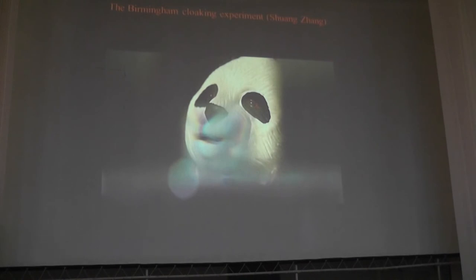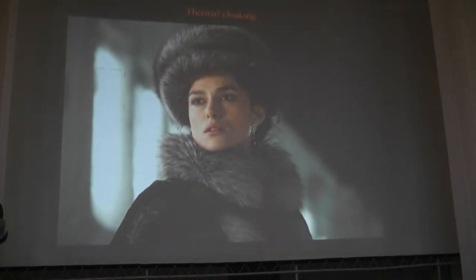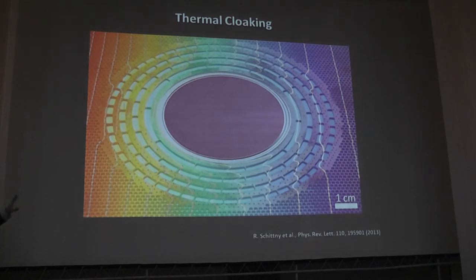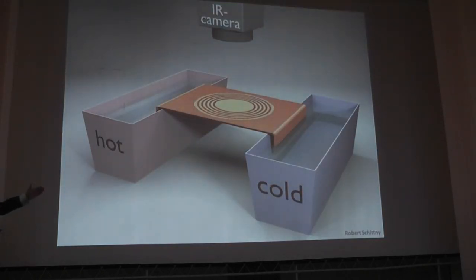So one other application is thermal cloaking. You may need it at these temperatures, but this is not what the picture actually shows. It's this. It's a cloaking device that cloaks thermal conductivity. So this is the experiment that is done. It's very simple. You have hot water and cold water, and you look at the heat conduction through a copper lead between the hot and the cold part.